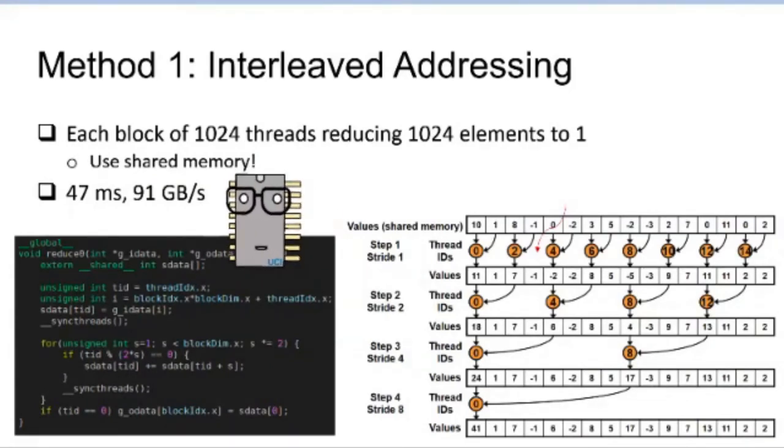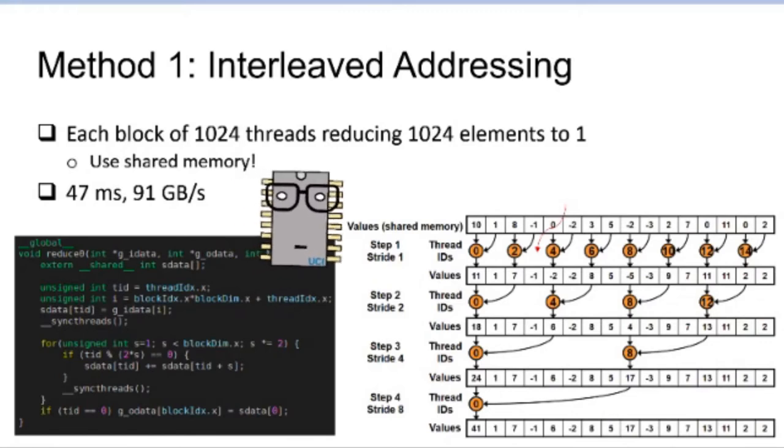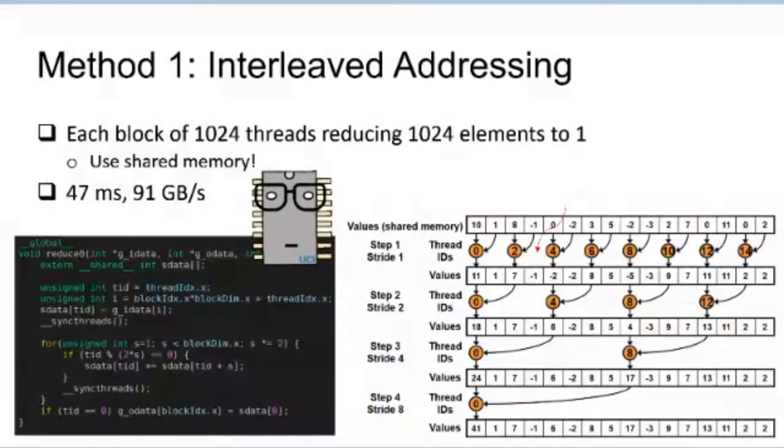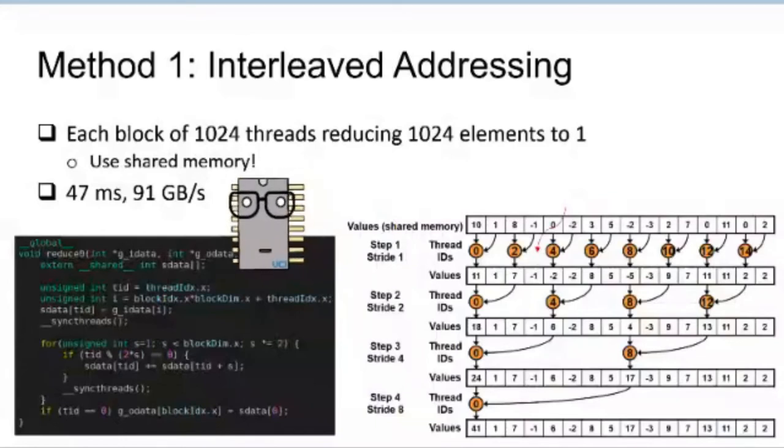But in method one, we pretty much spawn as many threads as we need, as many threads as there are elements in the array. So the performance of this method is not sensitive to the number of elements, or to the number of blocks, because the number of blocks that's going to be spawned is deterministically calculated based on how many elements we want to reduce.